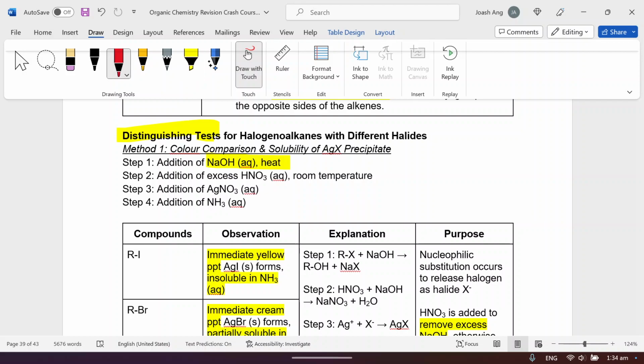Okay, so reject heat under reflux. The addition of NaOH is to cause a nucleophilic substitution to release the halogen as a halide.